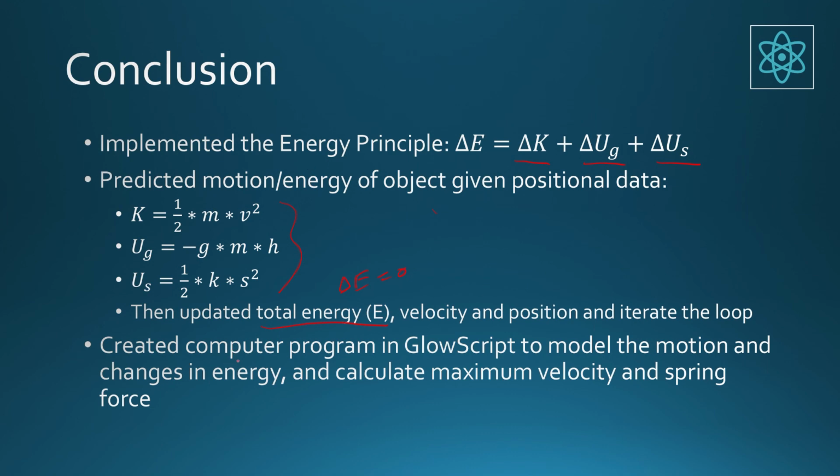Overall, we created this computer program in GlowScript to model the motion and changes in energy, and we calculated the maximum velocity and spring force, which we found to be large numbers that were very unexpected for a traditional rope swing.